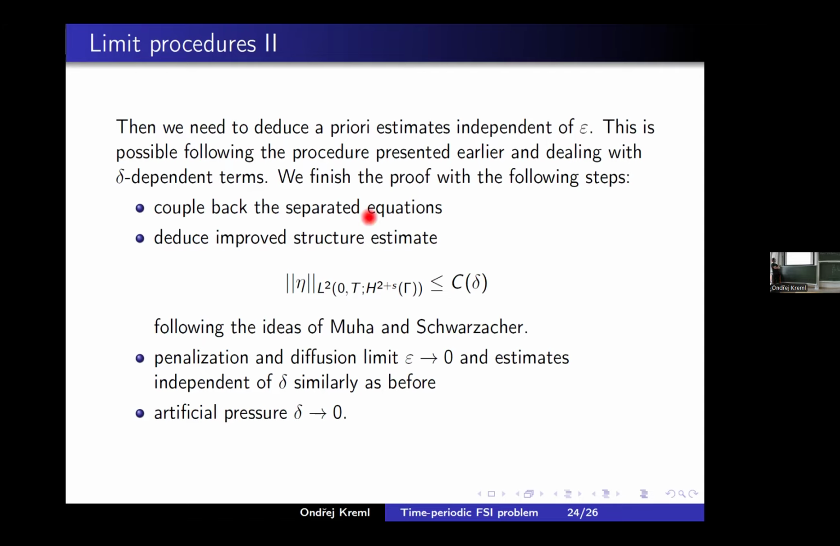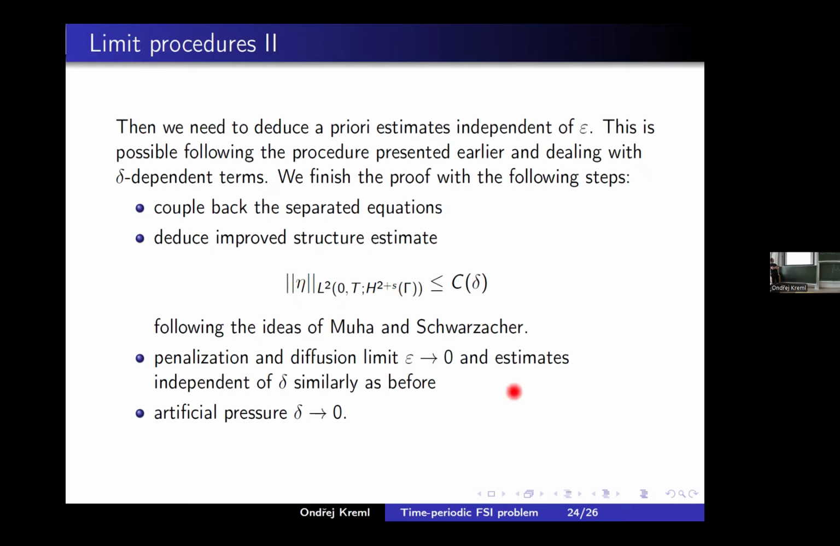You couple back these separated equations, so you basically sum the equations up. You pass to the limit, and in order to pass to the limit, you also need additional information which was not used before in the a priori estimates, but which can indeed be deduced, which is this estimate, basically additional regularity in space of this displacement eta. So this is something which follows the ideas of Mhaj and Schwarzacher. Because if you don't have this information, you are not able to pass to the limit in the energy inequality, if I remember correctly. So this is indeed something which we use.